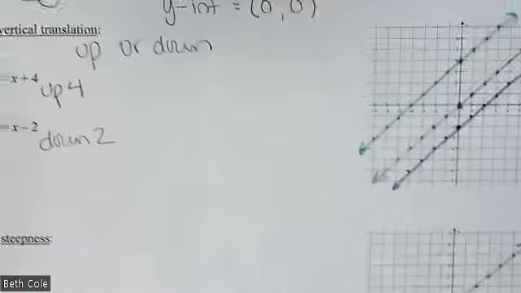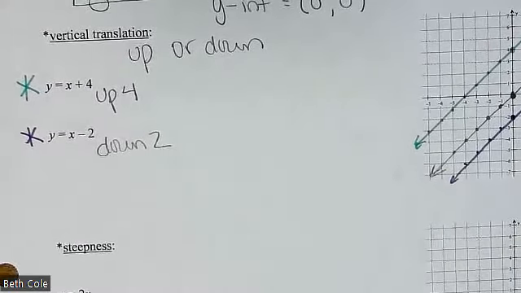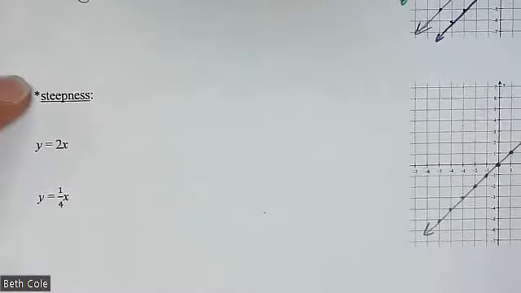All right, so those are your vertical translations. Real quick, look at me. Plus means up, minus means down. That's it. Okay. So now we're going to look at steepness.